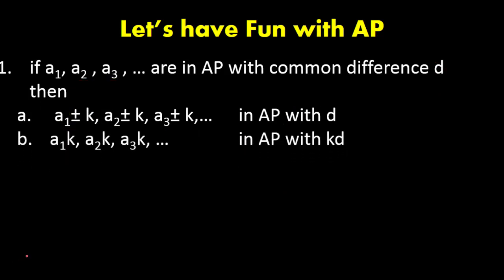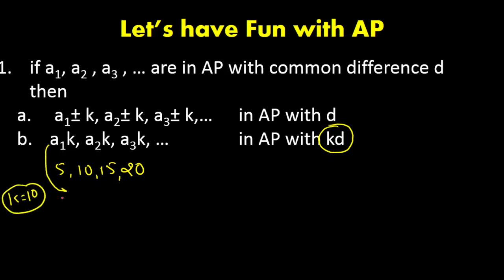The next property is a1k, a2k and a3k. If you multiply some constant k to all the terms of an AP, then the difference will become kd. Let's take an example. The AP we had is 5, 10, 15 and 20. Let k equal 10. So our new series becomes: 5 into 10 is 50, 10 into 10 is 100, 15 into 10 is 150, 20 into 10 is 200.